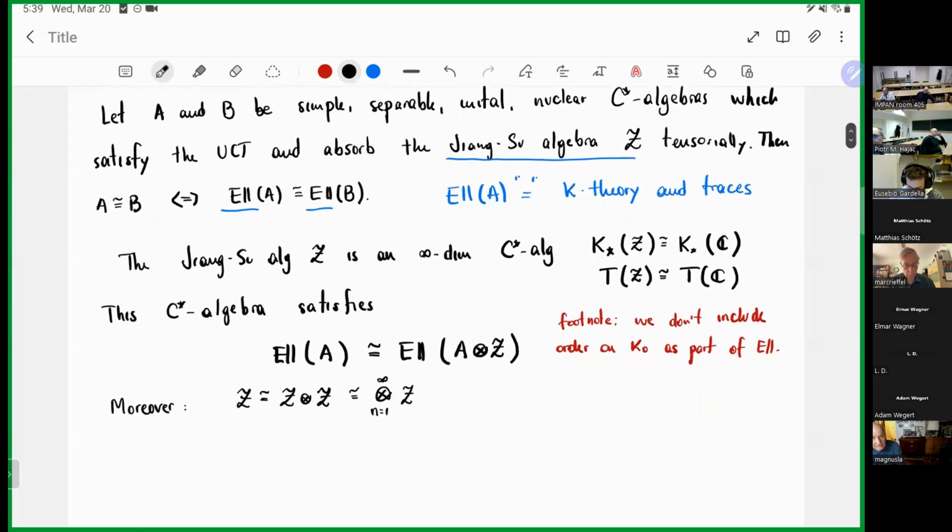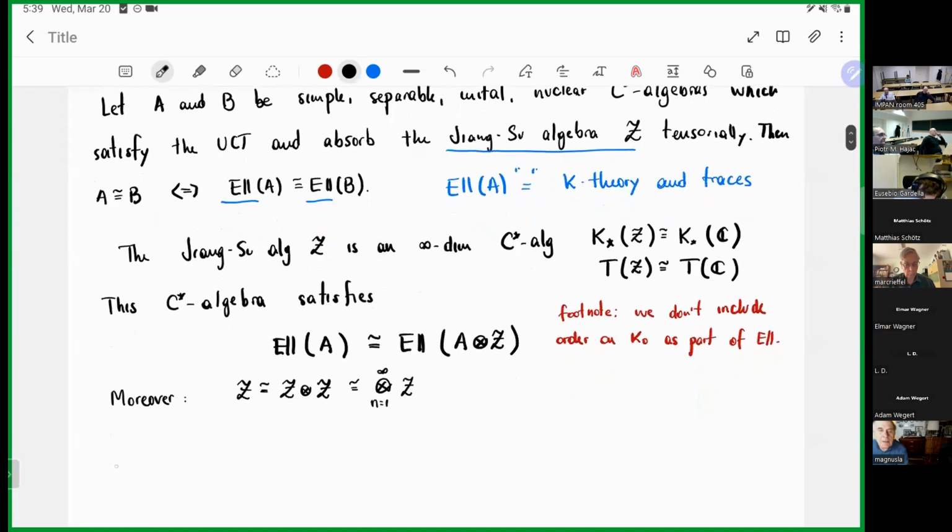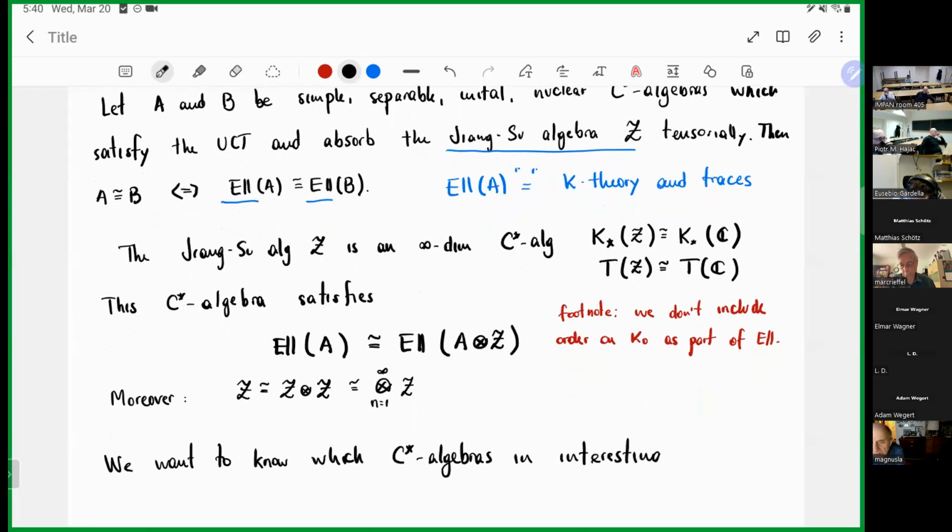So let me write some of these things down. We want to know which C-star algebras in interesting classes satisfy the assumptions of the theorem.